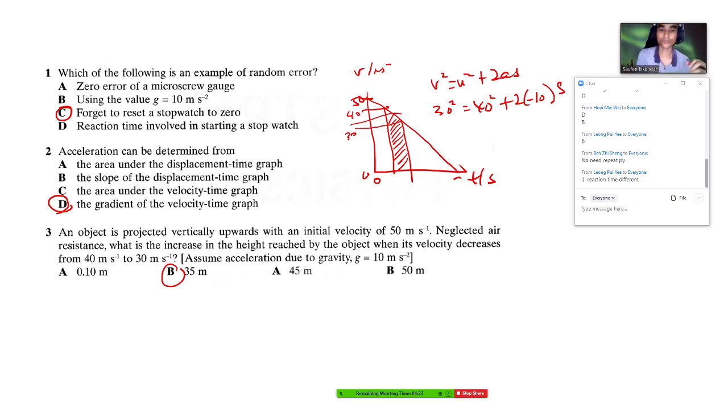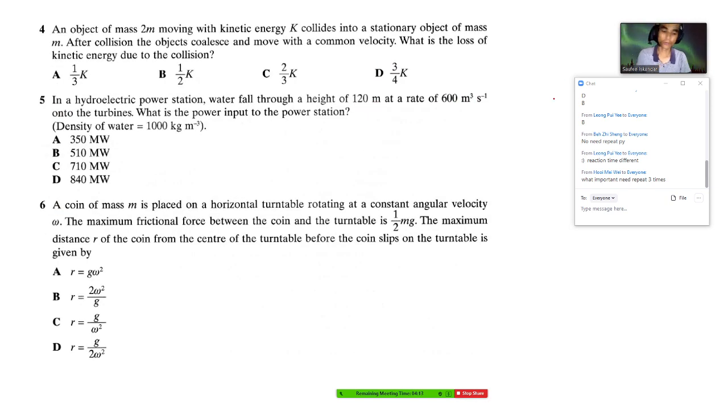Okay, number 4, what will be the answer? So Mayway and Pui are not happy, is it? Action time, no need to repeat, what does that mean? You are not happy with the first answer, so what important need? What important need repeat 3 times? No, sir. Are you not a teacher?